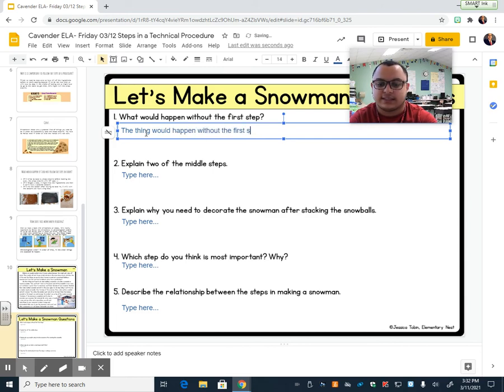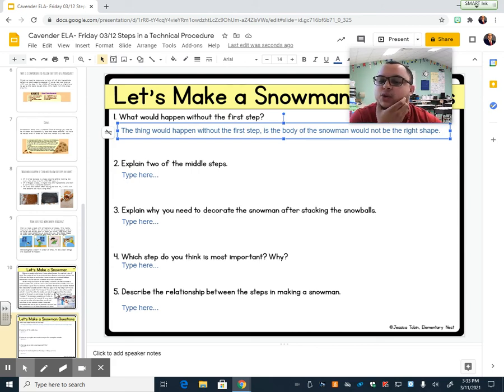The thing that would happen about the first step is the body of the snowman would not be the right shape. Because if we didn't make it as round as possible, it could turn out to be a square, it could turn out to be an oval, it could turn out to be a rectangle. That would just be crazy.